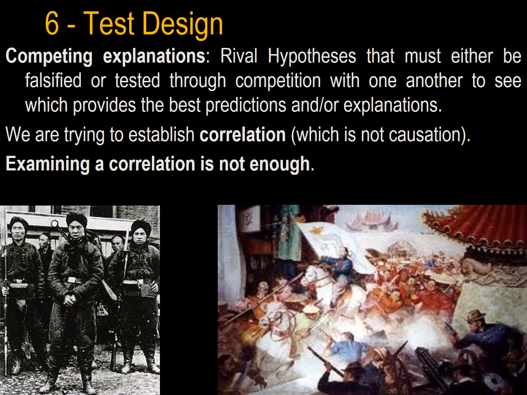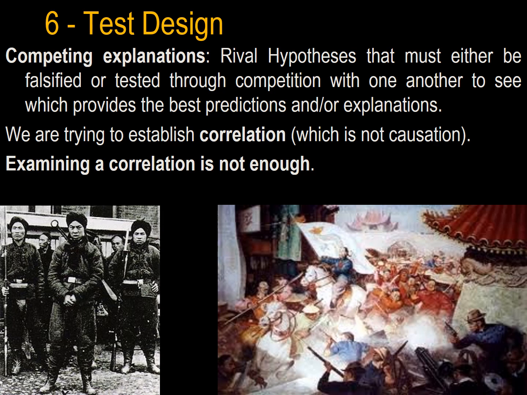Ultimately, we're trying to establish a correlation. In other words, as the independent variable varies in a particular direction, the dependent variable follows as a consequence. Now, correlation is not causation. We establish correlation with our predictions, our if-then statements. We establish causation by showing that there's actually an intricate relationship by examining the explanation. So examining a correlation is never enough. We have to both validate the prediction and then show causation mechanically through the fine-grained process tracing of this thing affecting that thing in order to demonstrate causation.